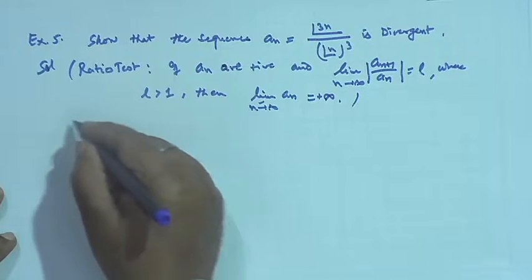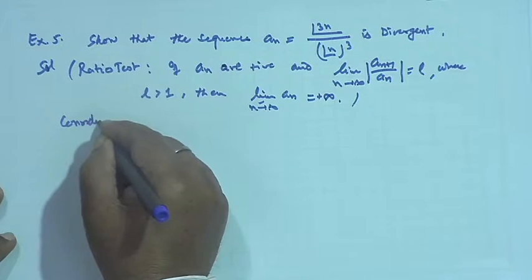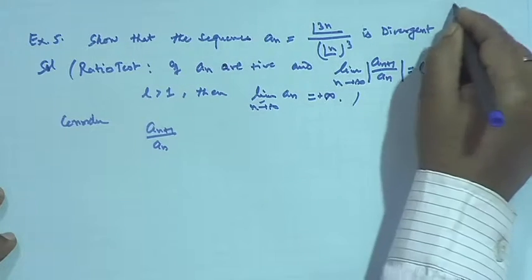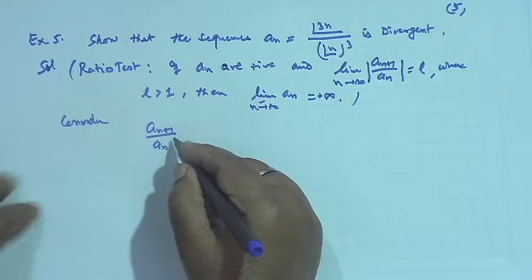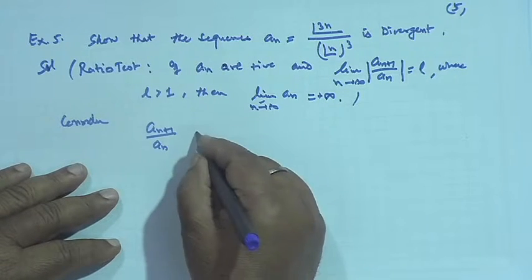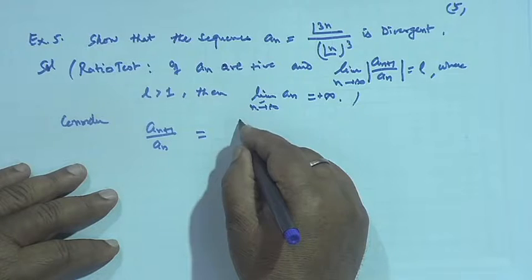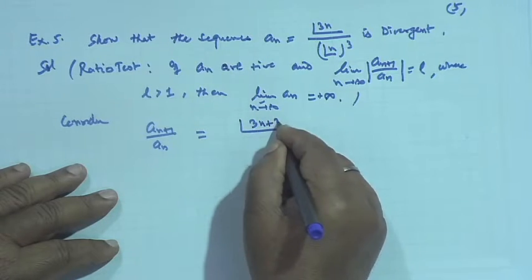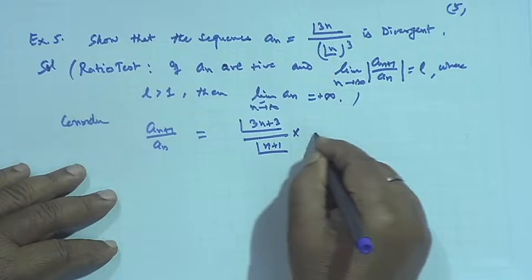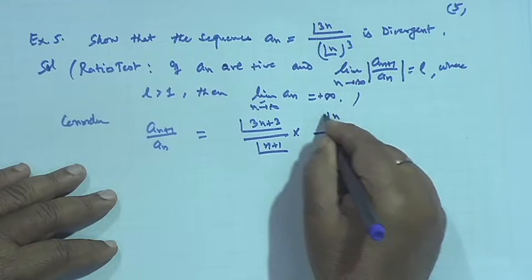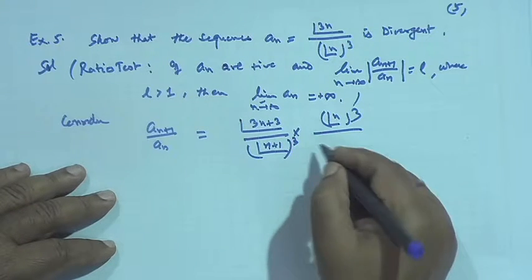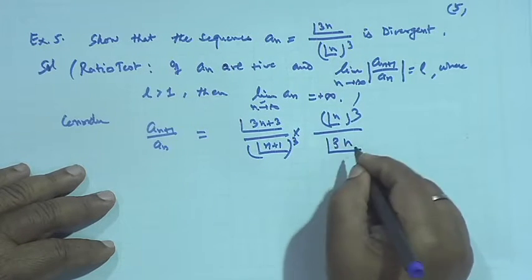So, consider here a_(n+1) divided by a_n. What is a_(n+1)/a_n? That is equal to factorial (3n+3) divided by factorial (n+1) cubed, sorry, this is cubed, and then divided by factorial 3n.